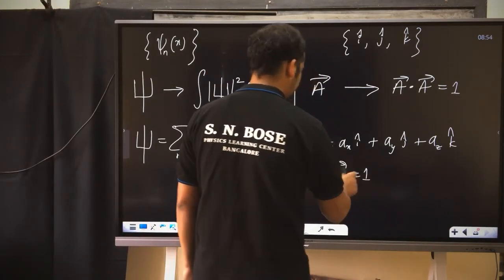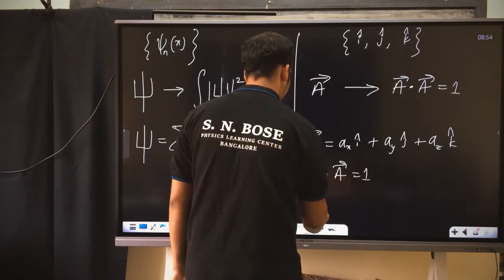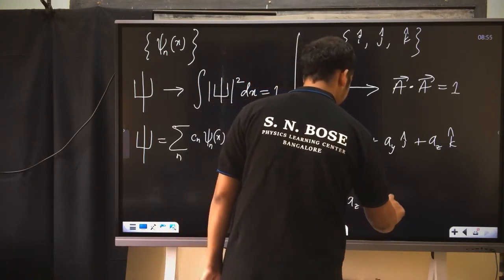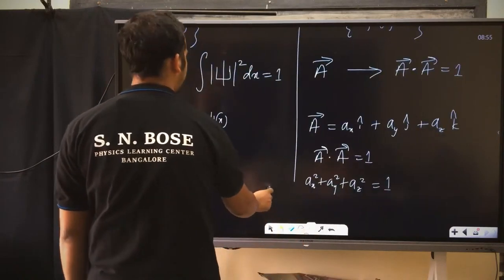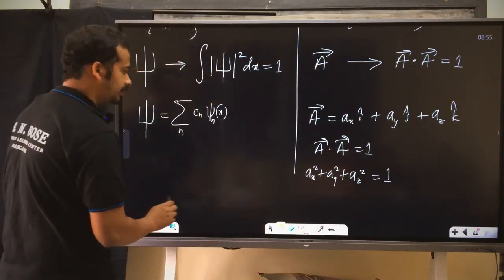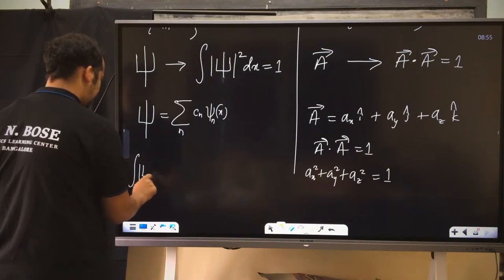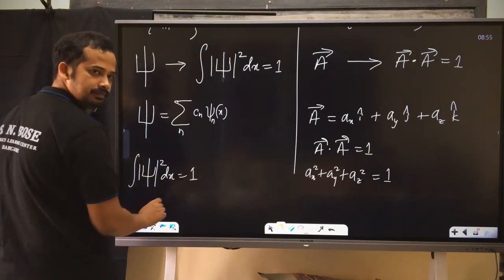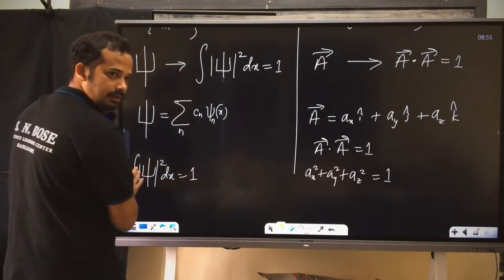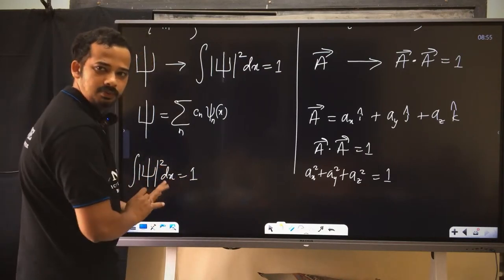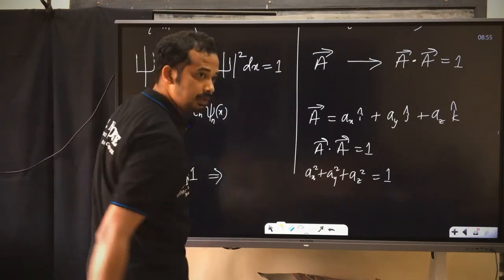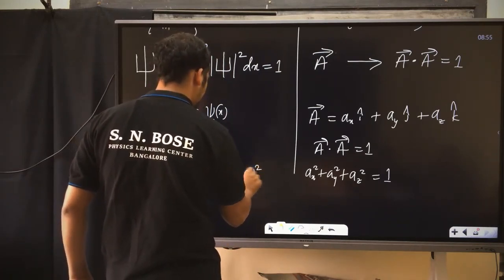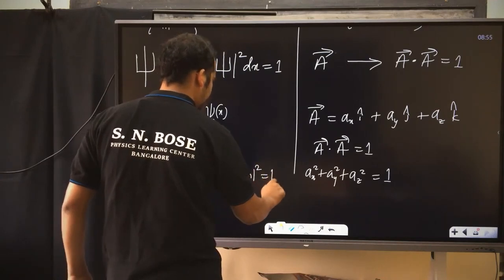So A dot A equal to 1. What is A dot A? Ax square plus Ay square plus Az square. In a similar manner, mod psi square dx equal to 1. That means its dot product with itself equal to 1. You can prove that, and that will lead to summation over mod Cn square equal to 1.